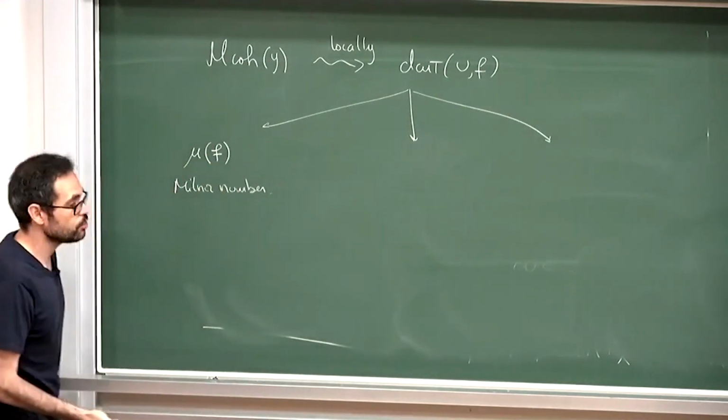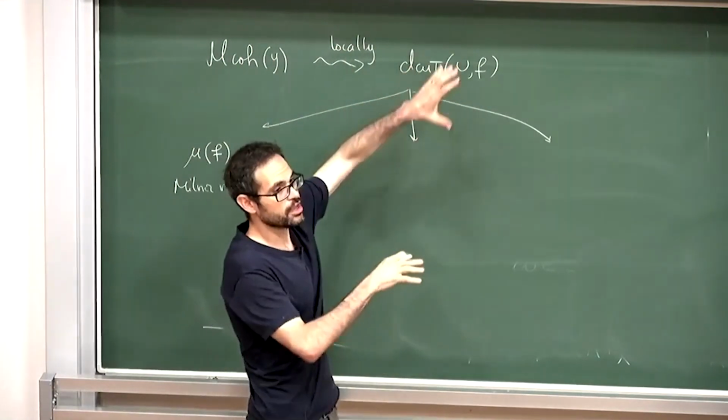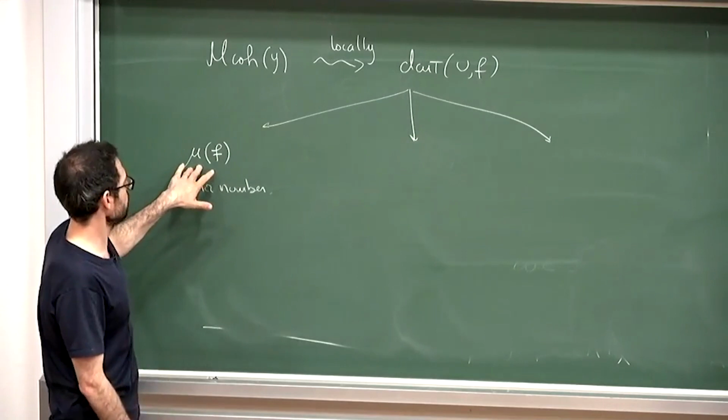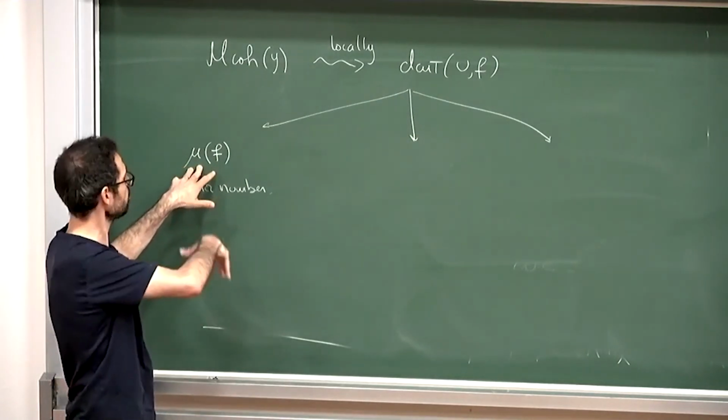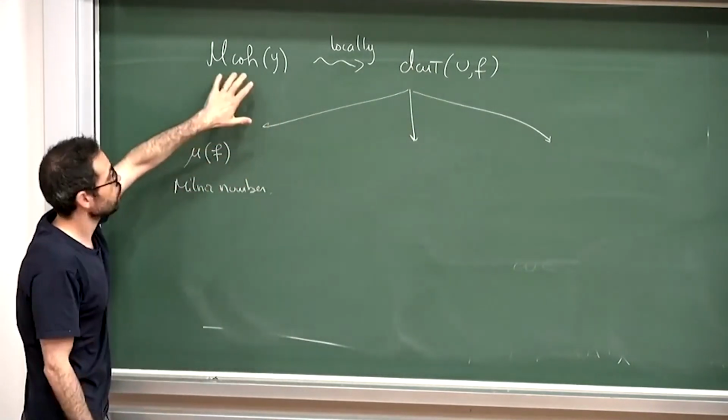So what we could try to do is to patch a moduli space with charts like this, define on every chart a function that assigns the number, so it's a locally constant function. It would assign the Milnor number for that function, and try to see that these numbers patch together over the whole moduli space.